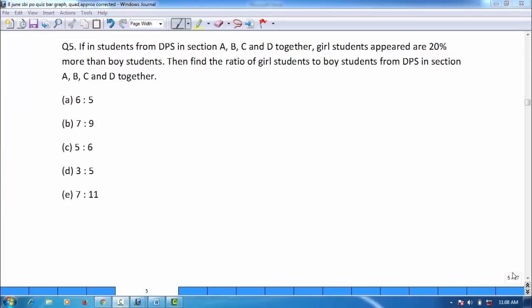Question number 5. If in students from DPS in section A, B, C and D together, girl students appeared are 20% more than boy students, then find the ratio of girl students to boy students from DPS in section A, B, C and D together. So total number of students from DPS in section A, B, C and D together is equal to 160 plus 125 plus 110 plus 155, that will be equal to 550.